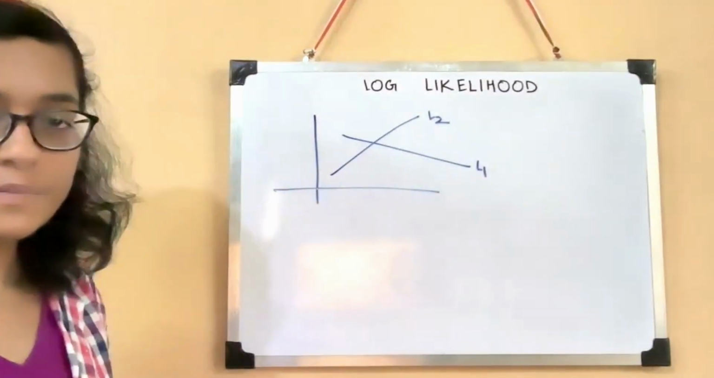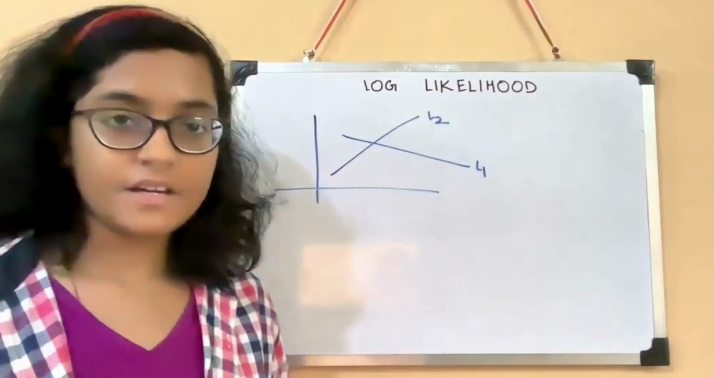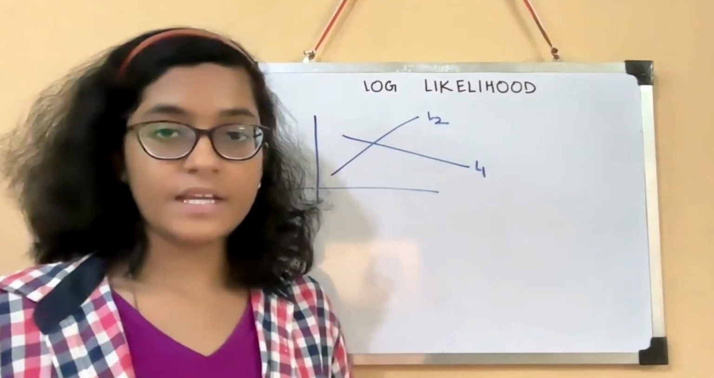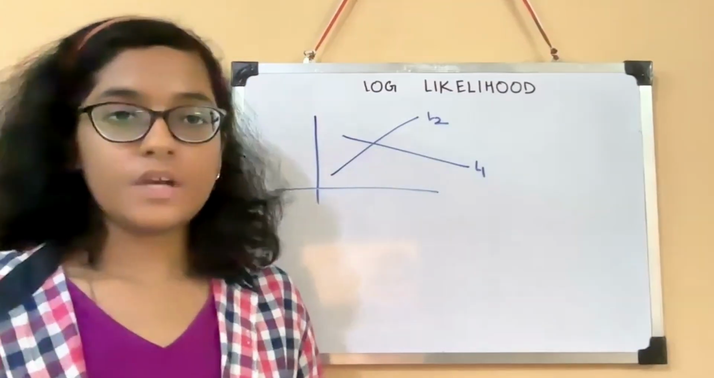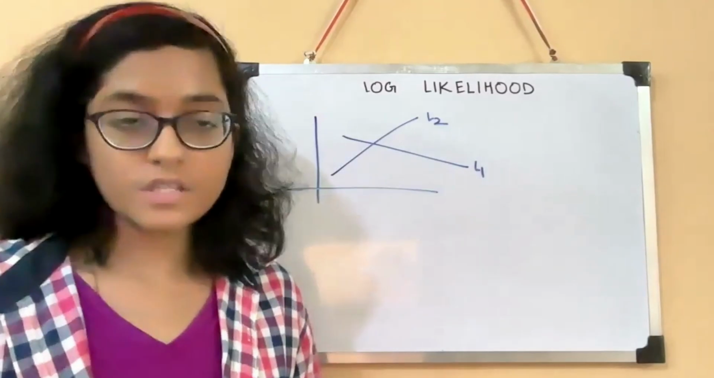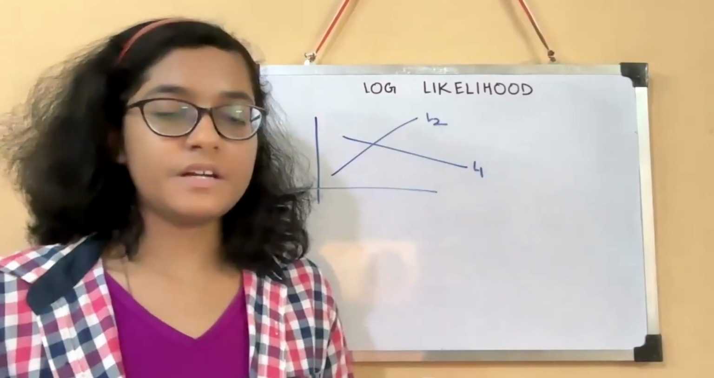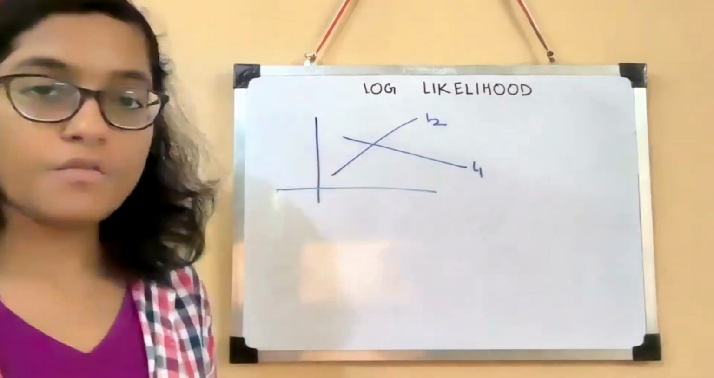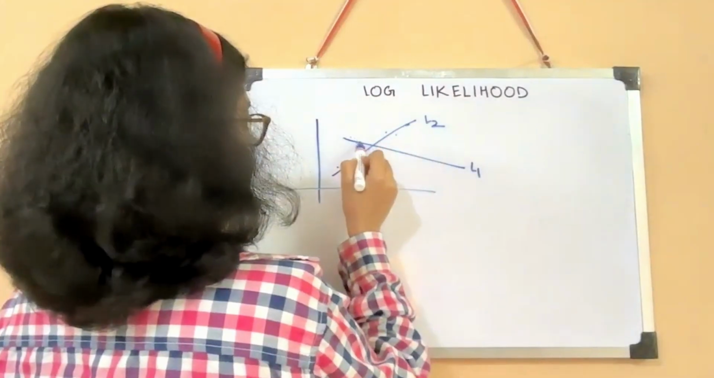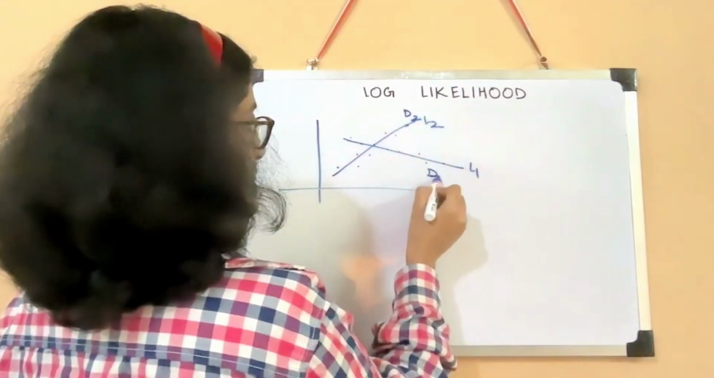Okay, so these are two lines. Suppose L2 is a linear regression line that fits a particular type of data, and L1 is another linear regression line that fits a different kind of data. If we try to use L1 to fit data that follows the distribution of L2, then the likelihood of the data of L2 being generated by L1 will be very small. Suppose the data is something like this, and the other data is something like this. Let's call this data D2, and this data D1.